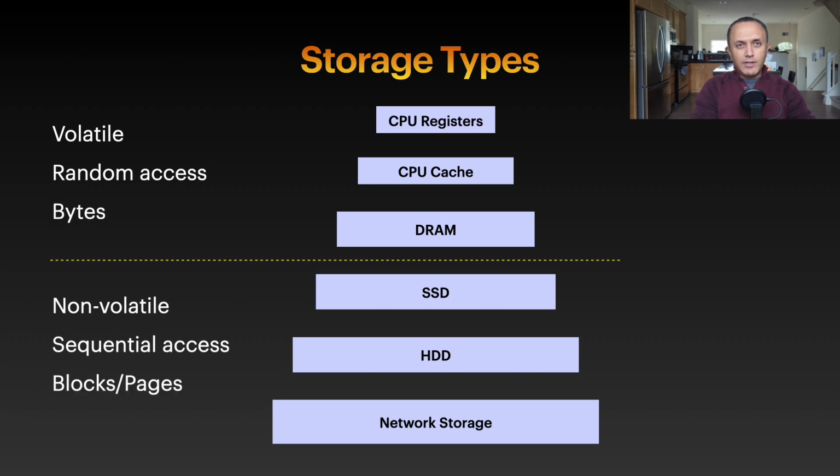For the volatile devices, usually you can address individual bytes. So you can say, give me the second byte and then byte number 20 and then byte number 45 and all that. But for the other ones, usually you get pages or blocks at a time. You can't get just an individual byte. So again, this is something to keep in mind when we're dealing with storage devices.